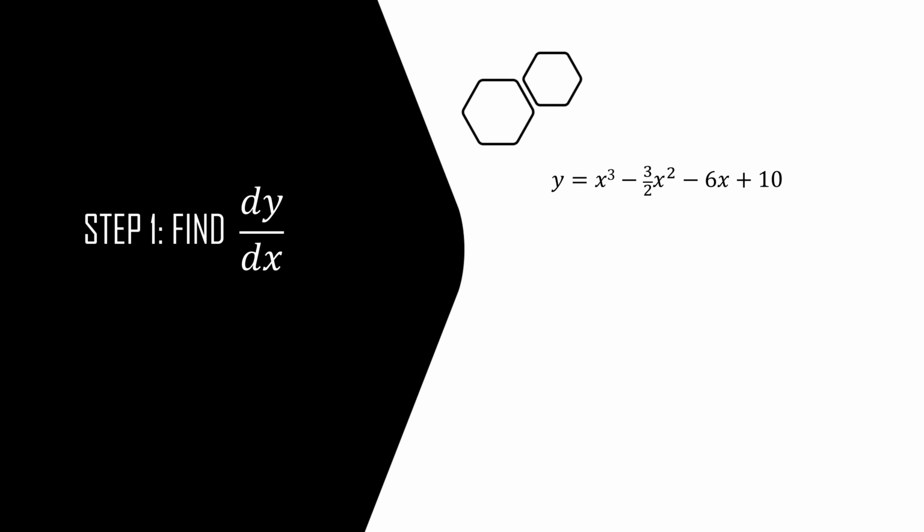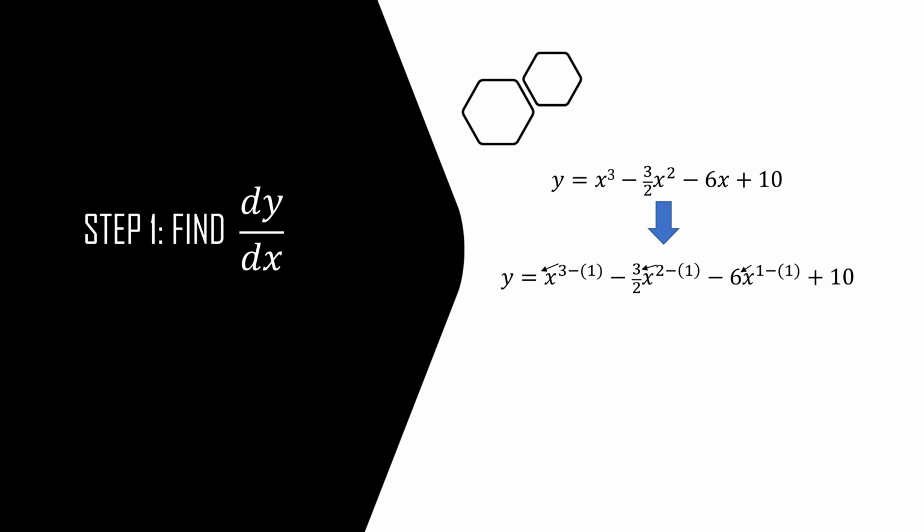Okay, let's see step 1 for question B. Step 1 is we need to find dy/dx. What do we mean by dy/dx? dy/dx means we have to differentiate the given equation. Here the equation given is y equals x power 3 minus 3/2 x power 2 minus 6x plus 10. As we get this equation, we need to differentiate it by taking the power of every x times the value in front of x like this, then subtracting 1 from the power.